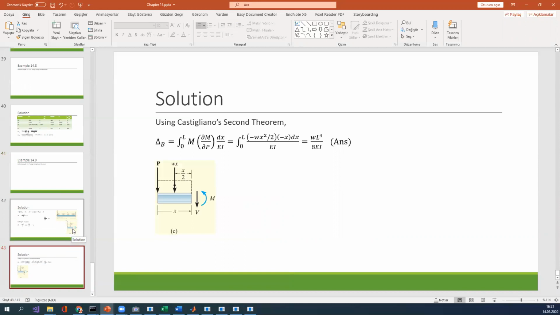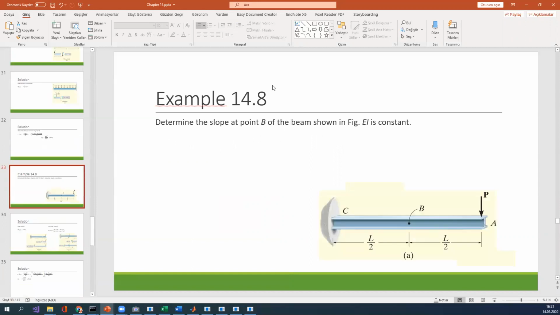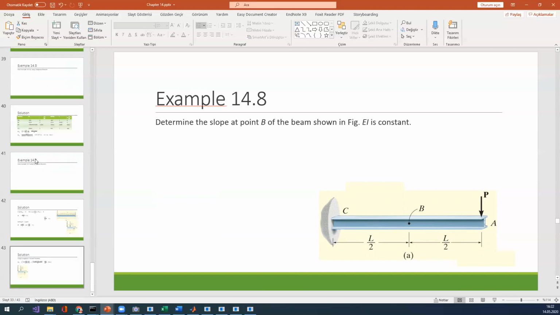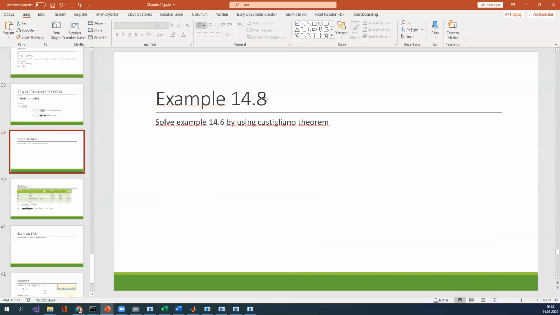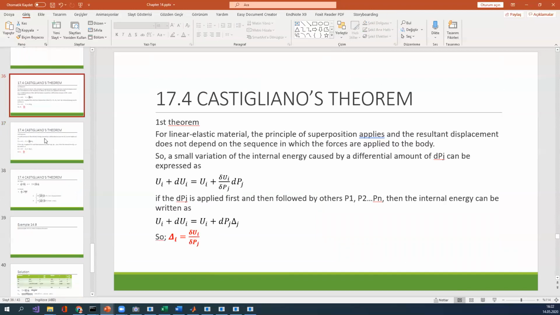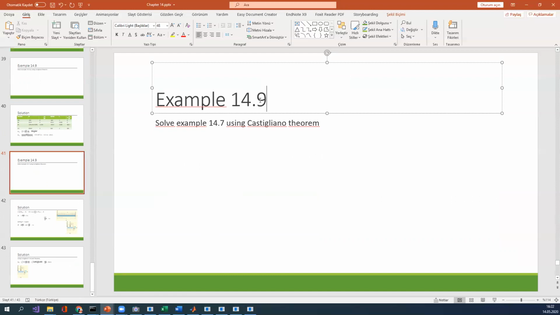Maybe you are wondering, if you want to solve example 14.8 using Castigliano's theorem, don't forget to put a moment at point B and take the strain energy of the system with respect to the moment. Don't forget this. Anyway, I made a little mistake. This is the 9. It should be 9 because it started from and finishes at 8, and this is the last example, example 13.10.